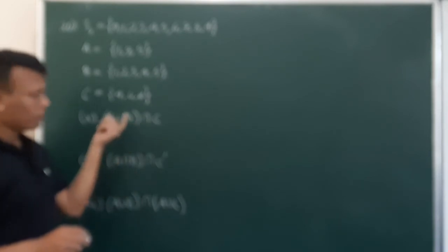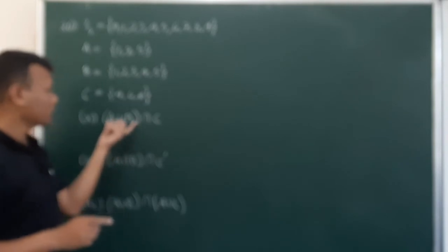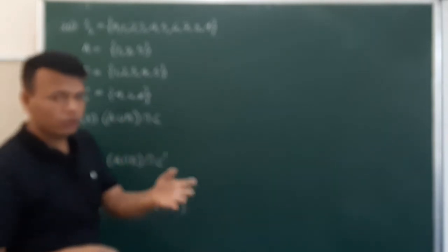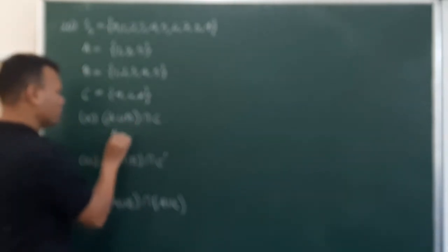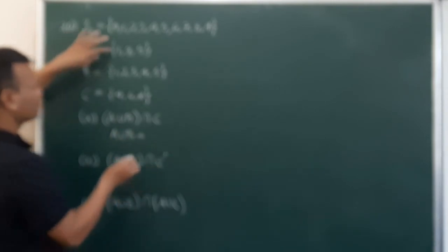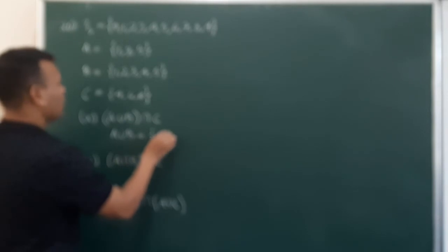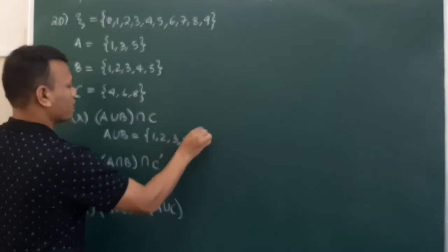So here we need to see there are brackets, so we need to follow BODMAS rule. Alright, so BODMAS says finish off with your brackets. So whatever is there inside bracket, let's see what is that. So we have A union B. So let's find what is A union B. So A union B, that means combine A and B. So you will see that it will be 1, 2, 3, 4, 5.